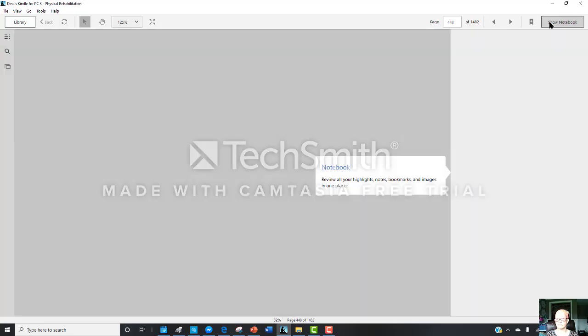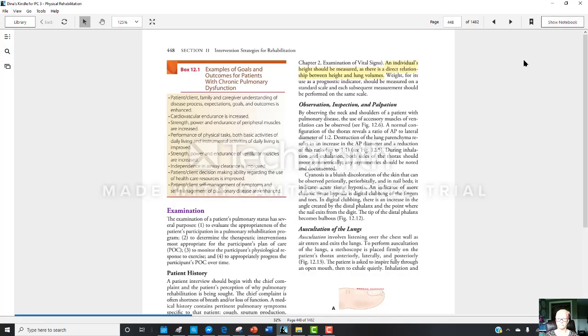Observation, inspection, and palpation. By observing the neck and shoulders of a patient with pulmonary disease, the use of accessory muscles of ventilation can be observed. See Figure 12.6. A normal configuration of the thorax reveals a ratio of AP to lateral diameter of 1:2. Destruction of the lung parenchyma results in an increase of the AP diameter and a reduction of this ratio up to 1:1. See Figure 12.5. During inhalation and exhalation, both sides of the thorax should move symmetrically. Any asymmetry should be noted and documented.